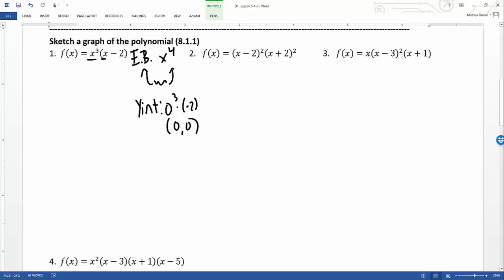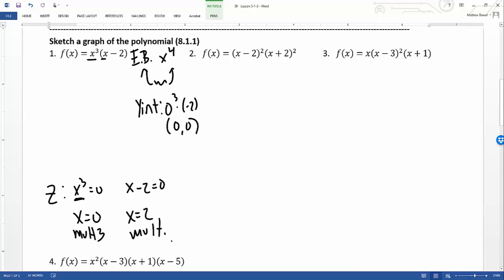And then I need to know the zeros and the multiplicity. So set each factor equal to 0. So I get x equals 0, multiplicity 3, since there was 3 of them. And then x equals 2, multiplicity 1, since there was 1 of them. If your multiplicity is odd, it's going to cross through the graph. If it's even, it's going to bounce.